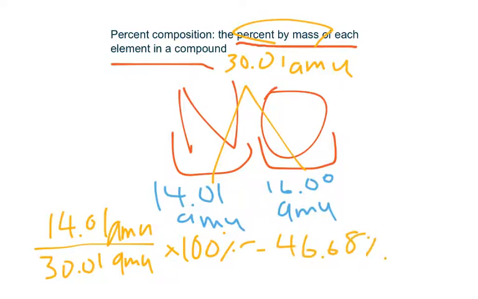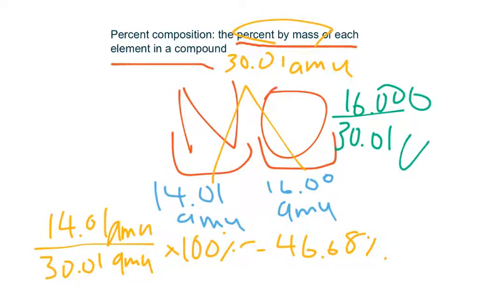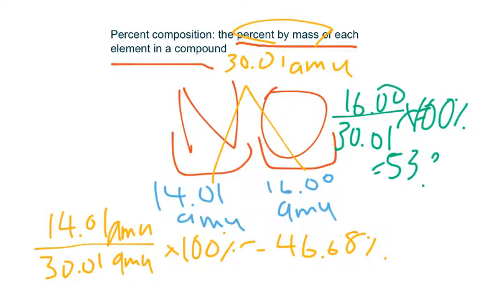Now let's try that for oxygen. So oxygen is 16.00 over 30.01. And notice how I don't include the units, because I know that the units will cancel out if you have the same units on the top and the bottom. So we do the 16 divided by 30.01, and you multiply by 100%, and then we get a number which is 53.32%.